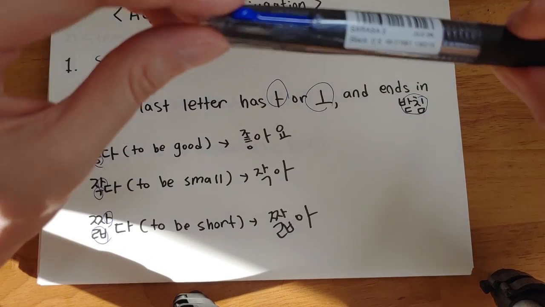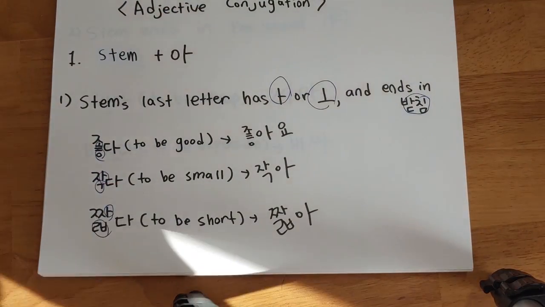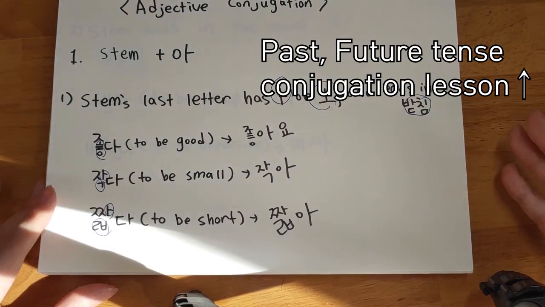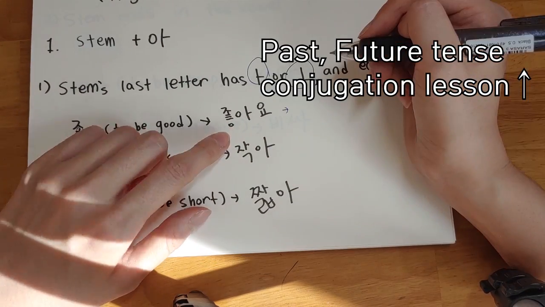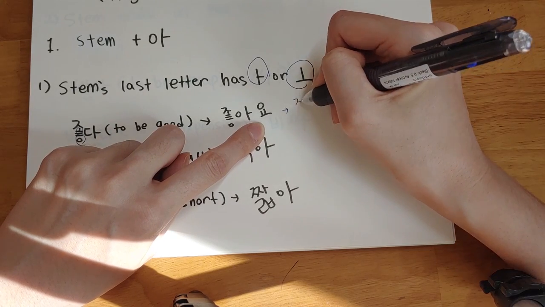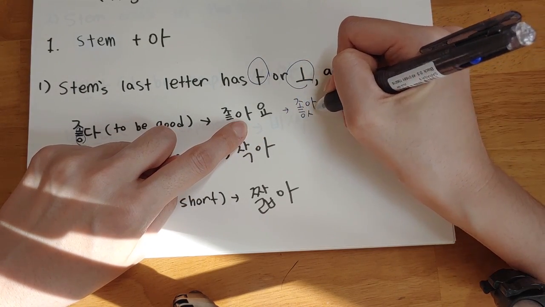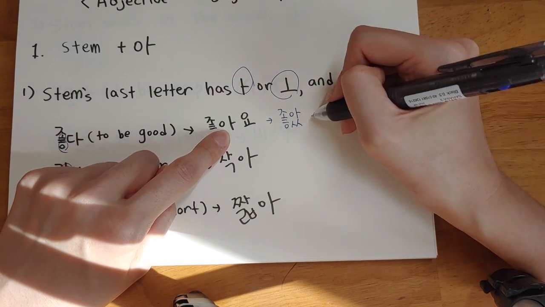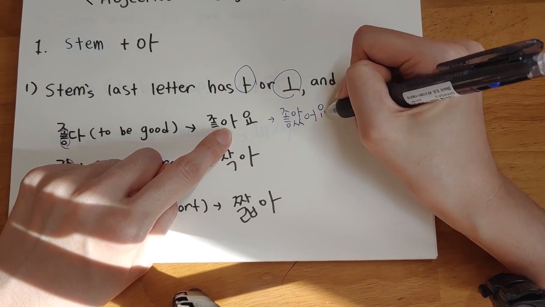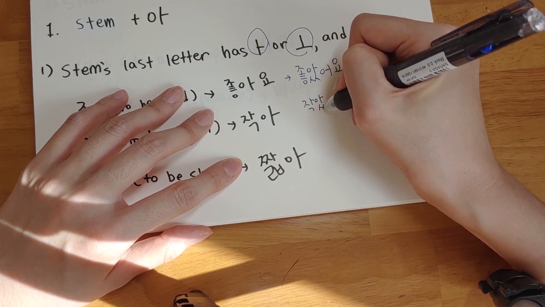We only dealt with the present form, but the past and future also work the same as the verb conjugation, so no need to worry about it. So if you want to make 좋아요 into a past form, you can simply take out the present ending, and then put 았어요. 좋았어요. 작았어.